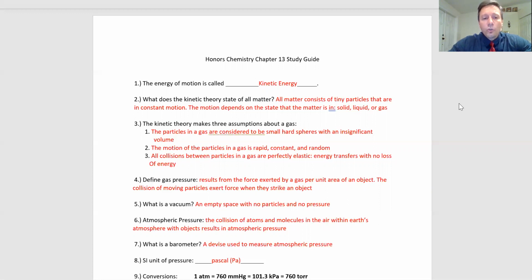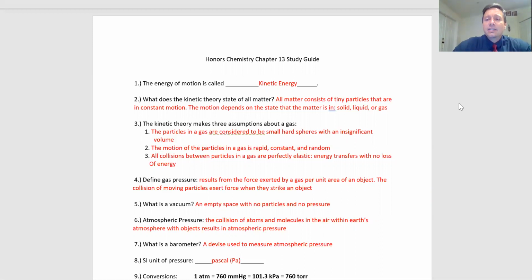So number two, what does the kinetic theory state of all matter? Well, all matter is made of tiny particles that are in constant motion. The motion depends on what type of matter you're talking about. Is it a solid? Is it a liquid? Or is it a gas? Each one of those, the particle movements are different. But the kinetic theory of matter itself is that all matter is composed of tiny particles that are in constant motion. Yes, gas much faster than a solid, but nevertheless, they are still in motion.